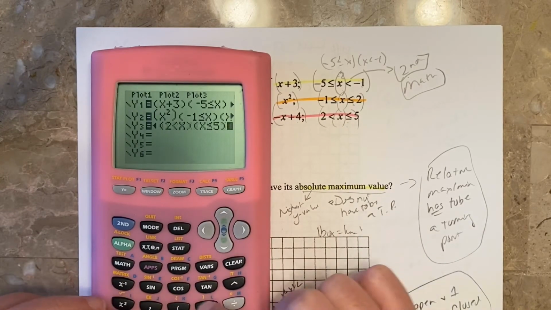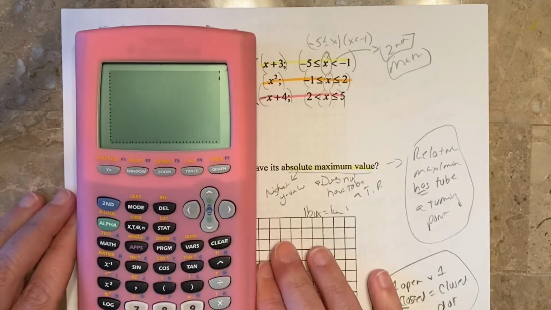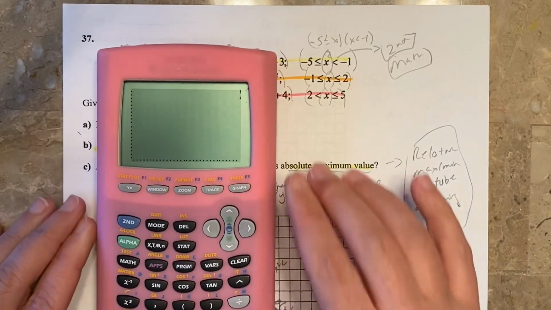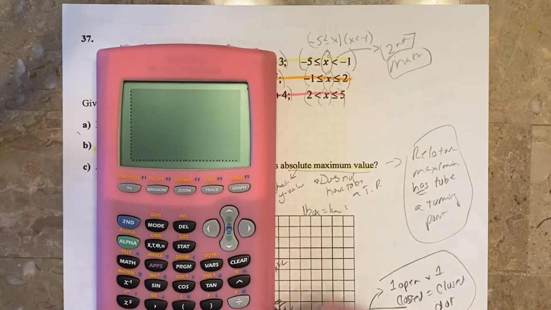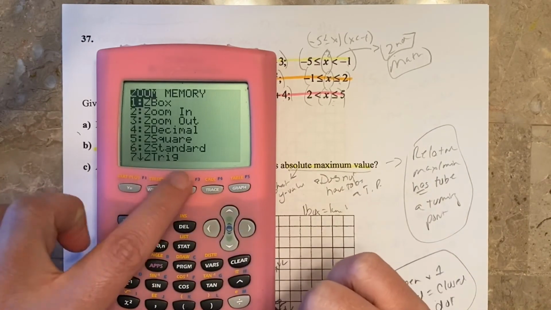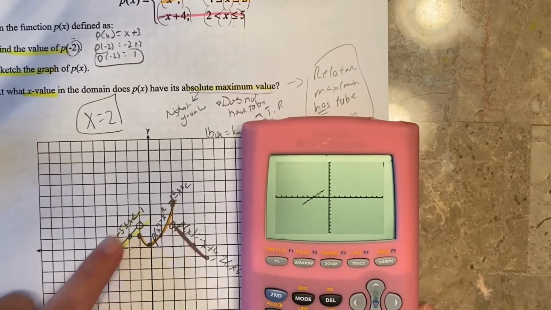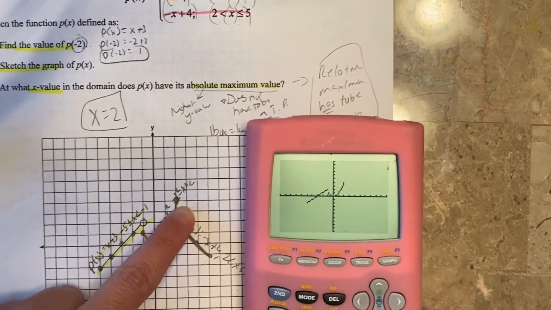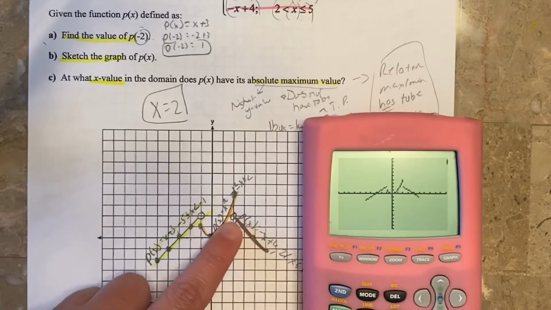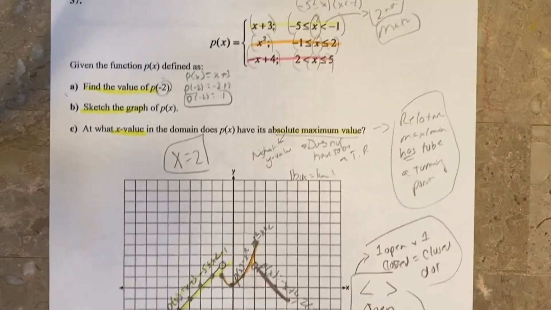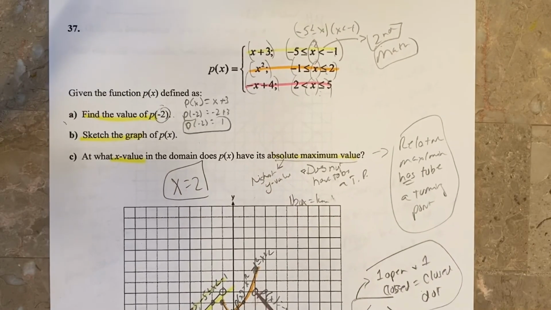And hopefully when I press graph, all right, it's still set up with my scatter plots. So I want to press zoom and standard. Zoom 6 is going to get it back to normal, and then it's going to graph what we have there. So there's your straight line. Now it's going to graph the little piece of the parabola, and then it will graph that right there. So that's just a way to remind you of how to graph it on the calculator.